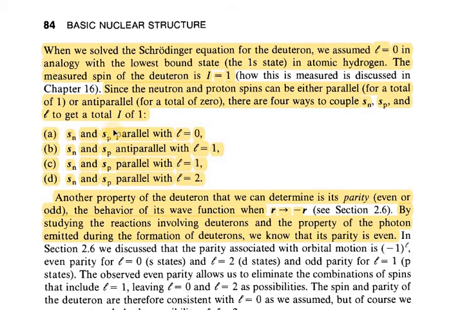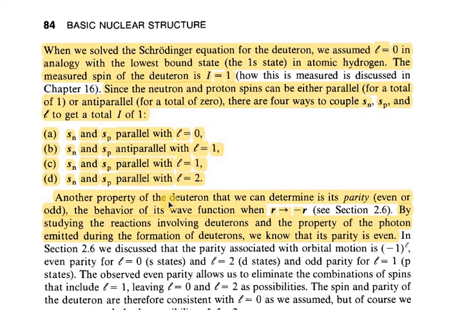The methods are: Sn and Sp parallel with L equal to 0. Parallel means 1 by 2, 1 by 2, then L equal to 0. 1 by 2 plus 1 by 2 is 1. Then Sn and Sp anti-parallel, that means 1 by 2 minus 1 by 2 is 0, then it will equal to 1. And Sn and Sp parallel with L equal to 1. Sn and Sp parallel with L equal to 2 state.